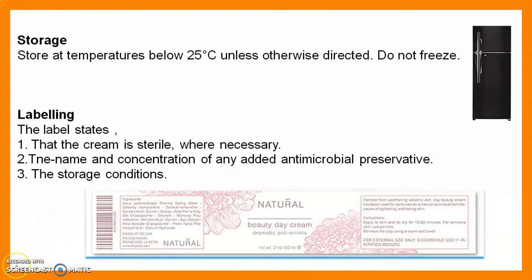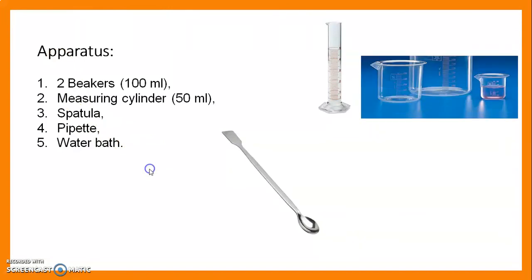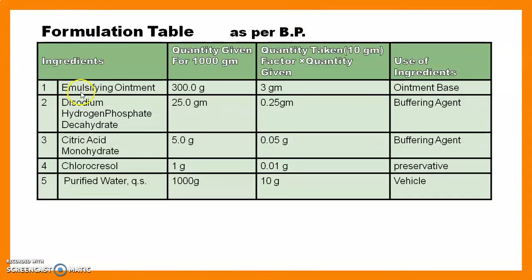Then we move towards the next segment of our experiment. We see the apparatus required for today's experiment: 2 beakers of 100 ml, measuring cylinder, spatula, pipette and water bath. Then we move towards the formulation table, which is prescribed as per the British Pharmacopoeia.